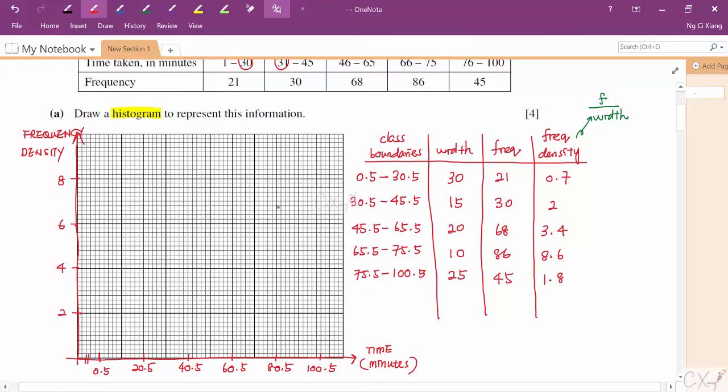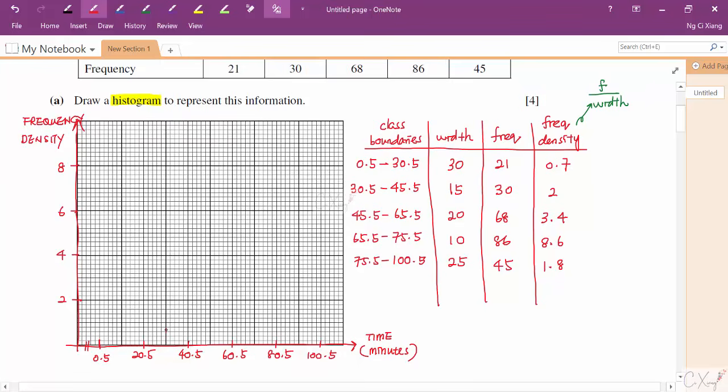Okay, now I will start sketching the histogram. For the first bar, it is from 0.5 to 30.5, and the frequency density is 0.7. So 0.5 until 30.5 will be somewhere here. 0.7 means it will be 3.5 of the small boxes. Alright, so I'll try to sketch it in this way.